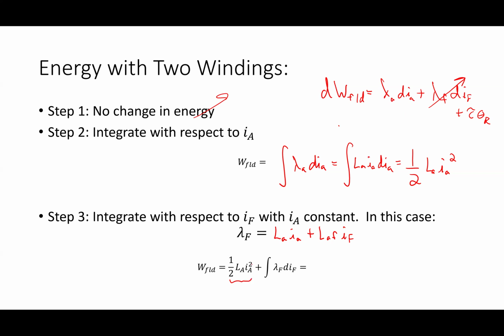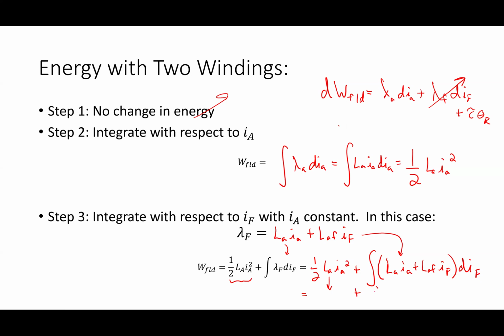So I have the energy I got in the second step, and now I compute this integral. I keep the 1/2 L_A I_A squared, plus I have to do the integral of this: L_A I_A plus L_AF I_F, and I take the integral of that with respect to I_F. All right, this guy stays.